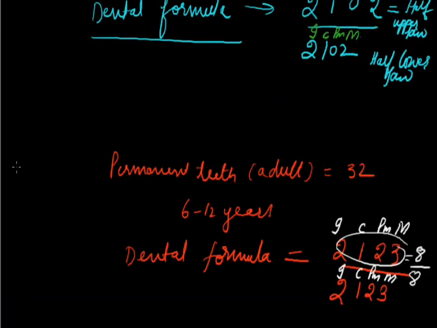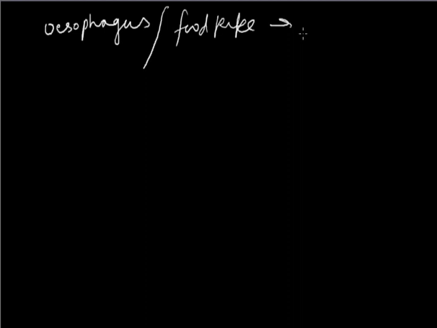Now the next portion of the alimentary canal after the buccal cavity is the esophagus. Esophagus is also called the food pipe. It is a narrow tubular part of the alimentary canal that connects the pharynx with the stomach. Its length is about 25 centimeters. Esophagus does not contain digestive glands. Its wall secretes mucus for lubrication of passing food. The action of salivary amylase over starch continues in the esophagus.